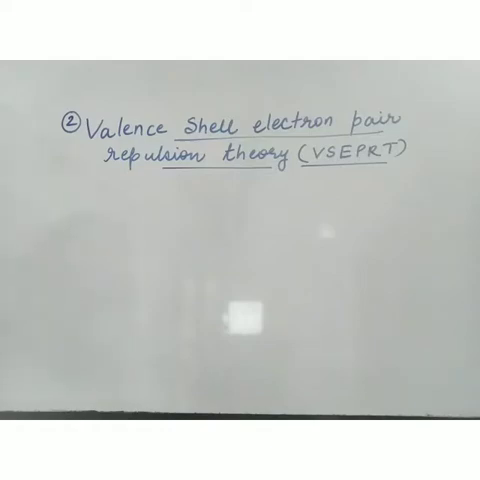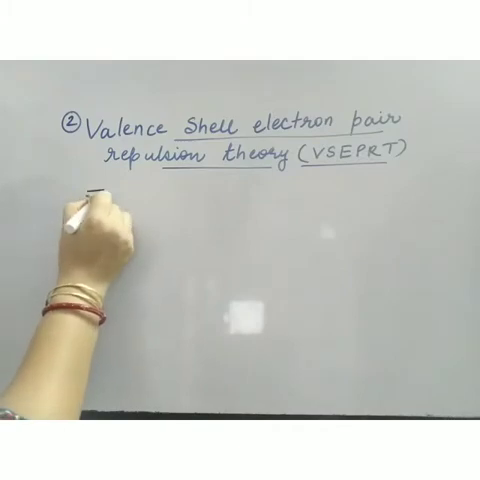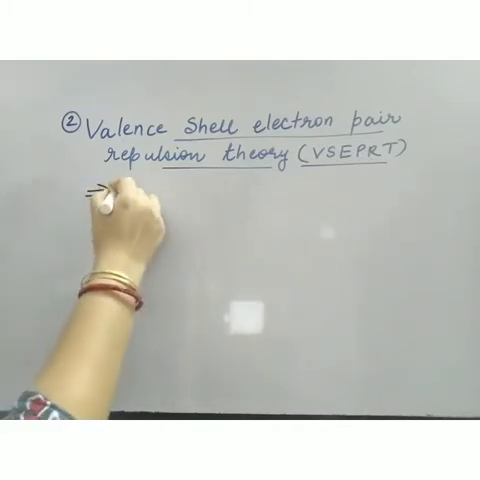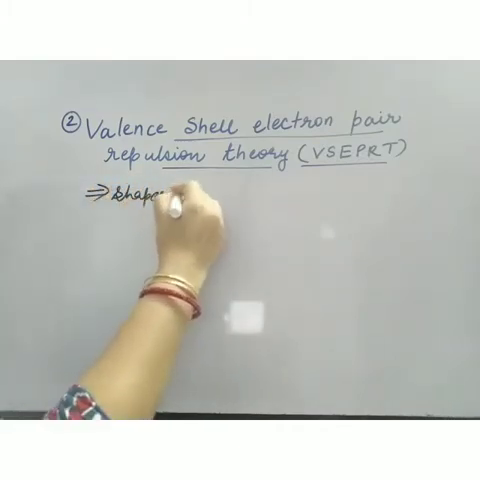Now today in this video we'll discuss the next theory, which is also related to bonding, and the theory is valence shell electron pair repulsion theory. In short, it is known as VSEPR. Now this theory mainly deals with the shapes of molecules.